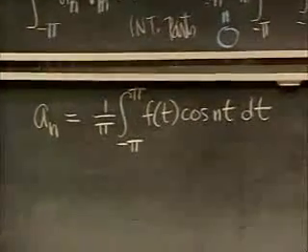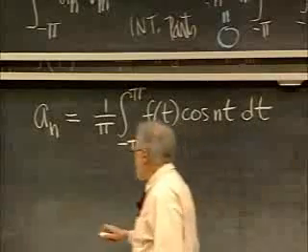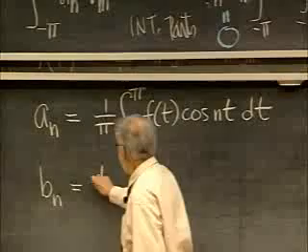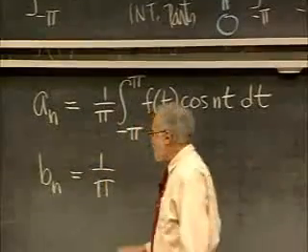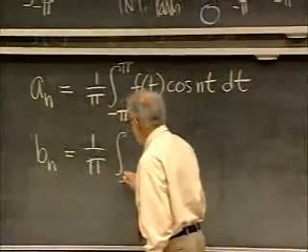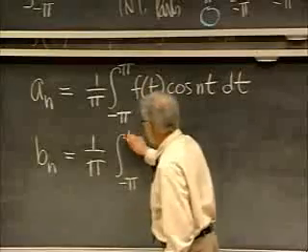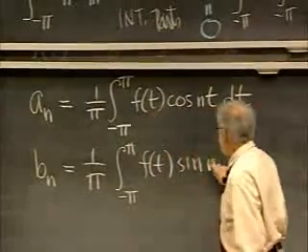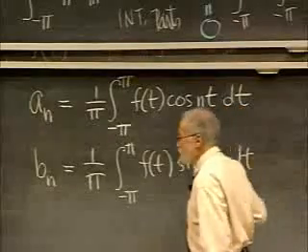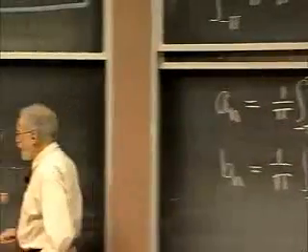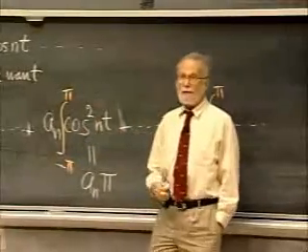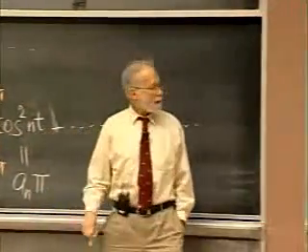The argument's exactly the same if you want bn, but I'll write it down for the sake of completeness, as they say, and to give you a chance to digest what I've done. You know, 30 seconds to digest it. Sine nt dt. And that's because the argument's the same, and the integral of sine squared nt is also pi. So there's no difference there.